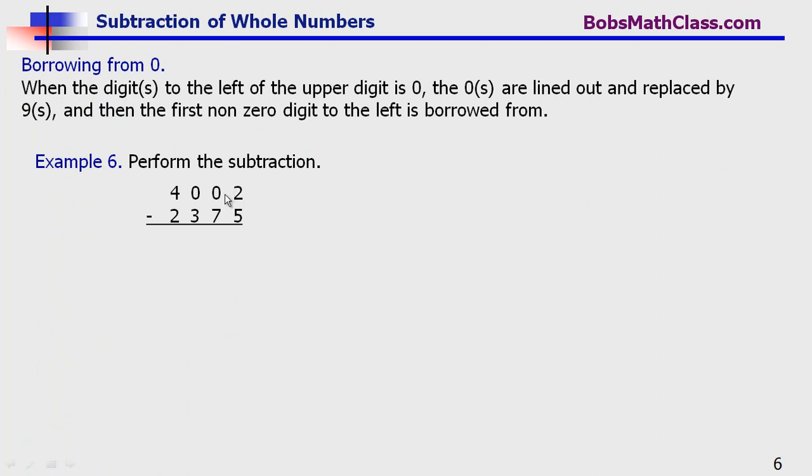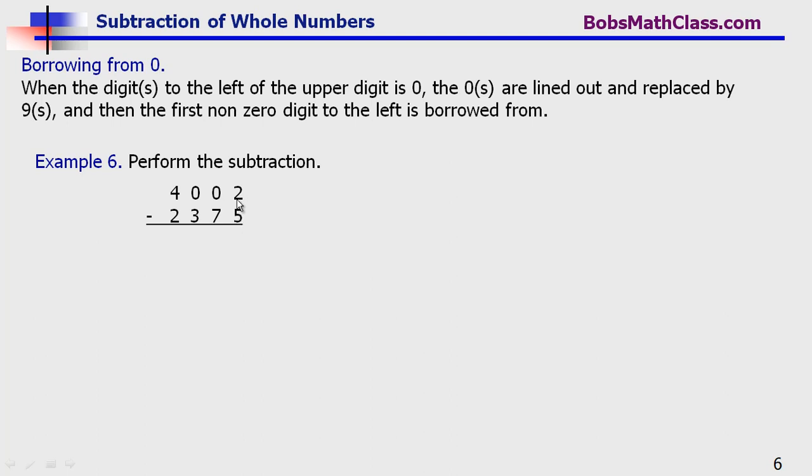Okay, when we have zeros, sometimes it gets a little bit confusing. When the digit to the left of the upper digit is 0, the zeros are lined out and replaced by 9s. And then the first non-zero digit to the left is borrowed from. So here we have 4002 minus 2375.